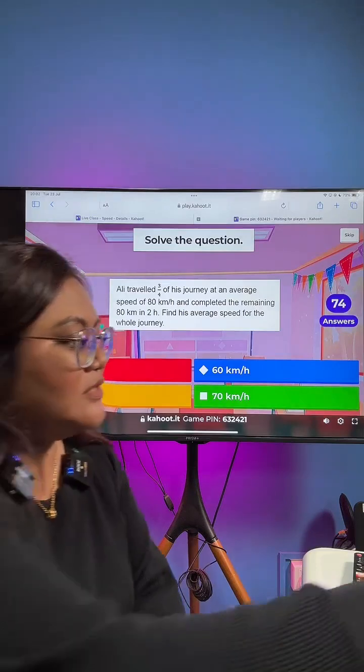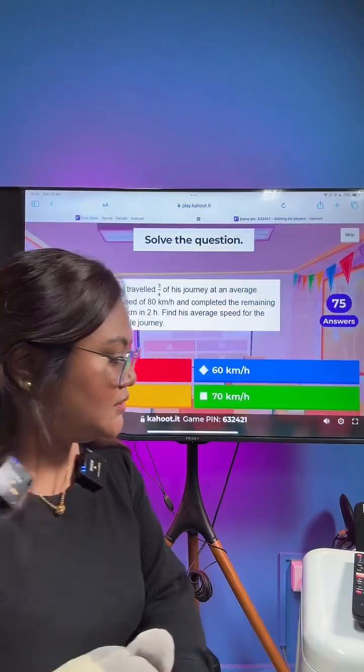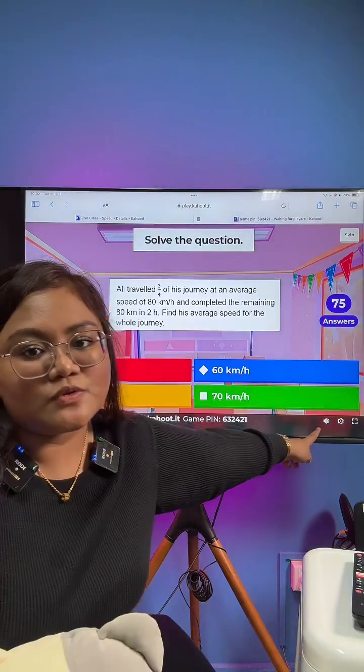I didn't mute the sound, it's not muted. Yeah, see at the bottom, it's not muted also.